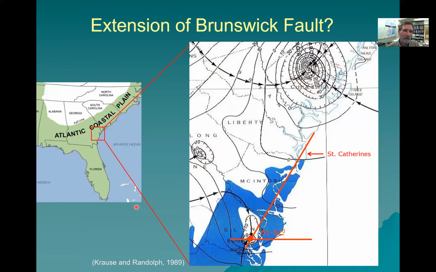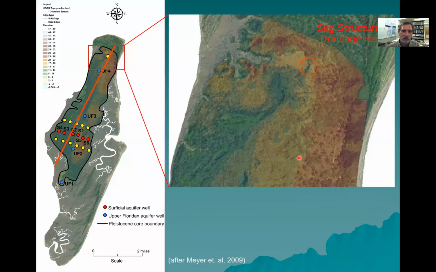Where we're going with this now is that we're considering that it's possible that the fault that USGS has identified in Brunswick may actually extend up through St. Catharines and be part of the same structural features that we're finding on St. Catharines. So what we're doing now is trying to find other places along this structural trend where we may have sag structures and faulting and increases in saltwater intrusion.